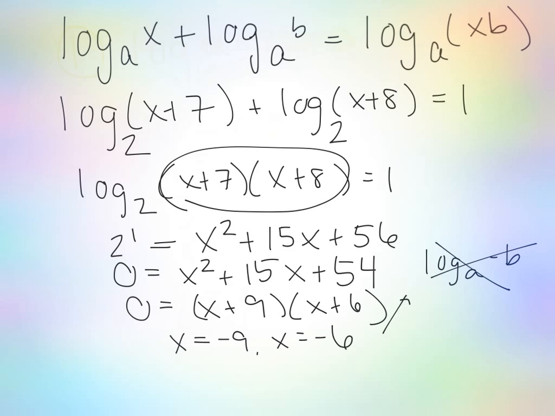So within this problem, say that you enter in x is equal to negative 9 for the first one. You would get log of negative 2, which can't happen. But if you do the 6, then all of your numbers within the logarithm are positive. So x equals 6 is your only solution. So put that into your solution set.